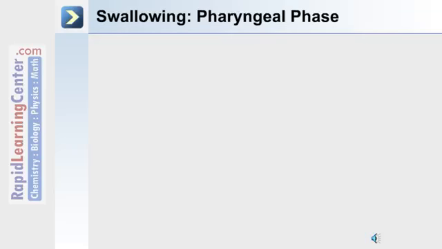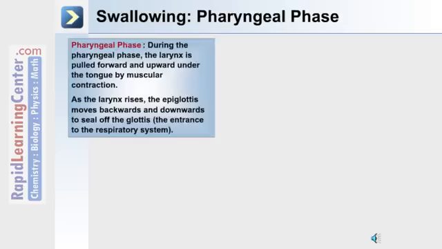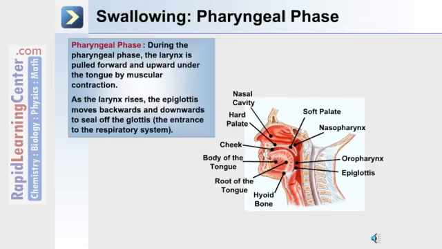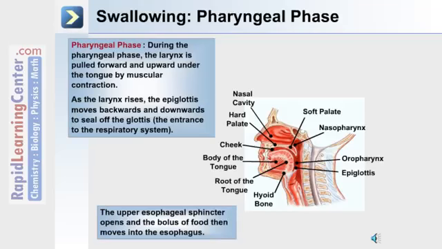The second phase of swallowing is the pharyngeal phase. During this phase, the larynx is pulled forward and upward under the tongue by muscular action. As the larynx rises, the epiglottis moves backwards and downwards to seal off the glottis. The upper esophageal sphincter opens, and the bolus of food then moves into the esophagus.